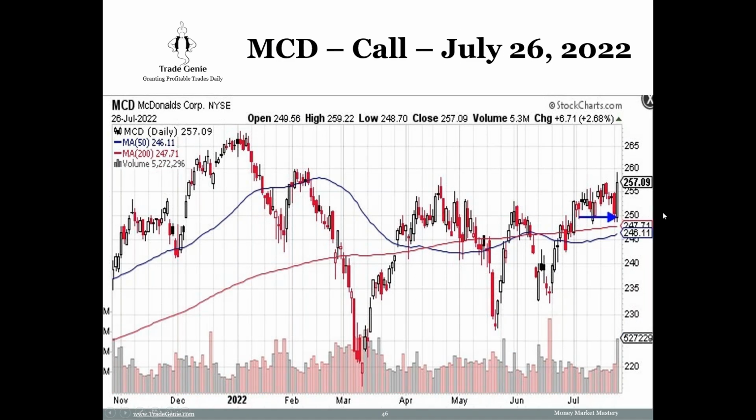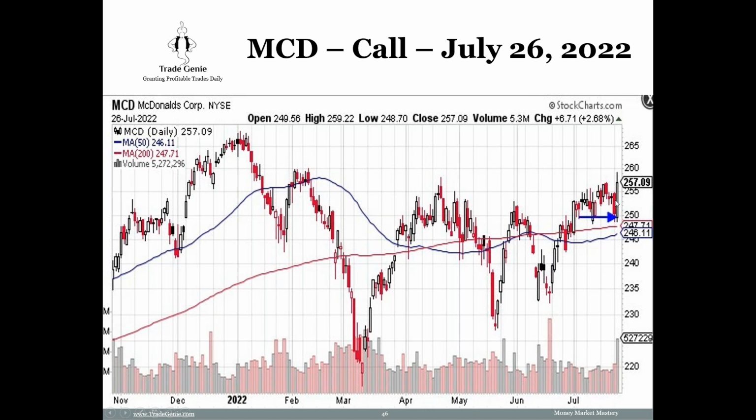McDonald's, same phenomena. So you see the pattern. McDonald's went down on the earnings. So earnings came, and I think this was an earnings play. Earnings came and it went down. So the moment it went down, it started to reverse.